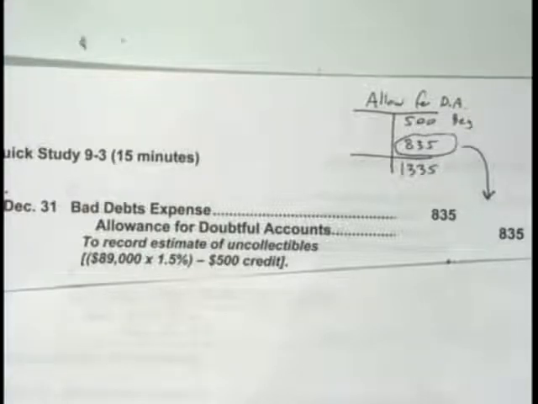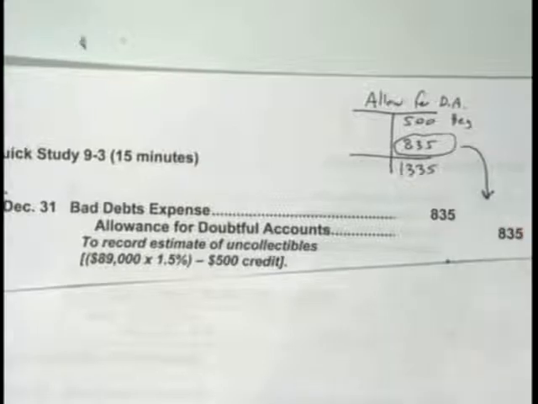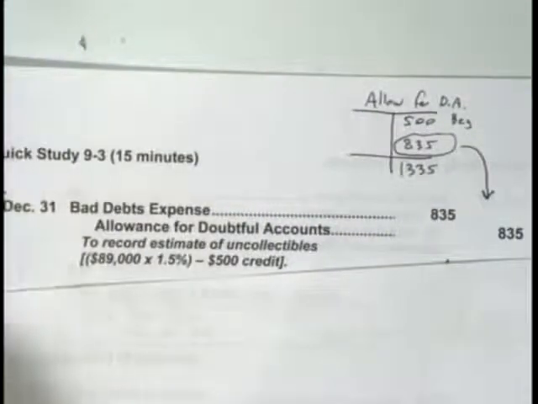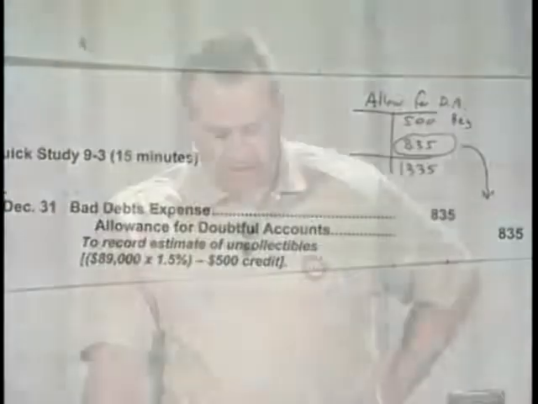We have to make the journal entry for $835. Did you get that? Okay. Now, in the next part of Quick Study 9.3, it says, what amount would have been used in the year-end adjusting entry if the allowance method had a year-end unadjusted debit balance of $200? You with me?